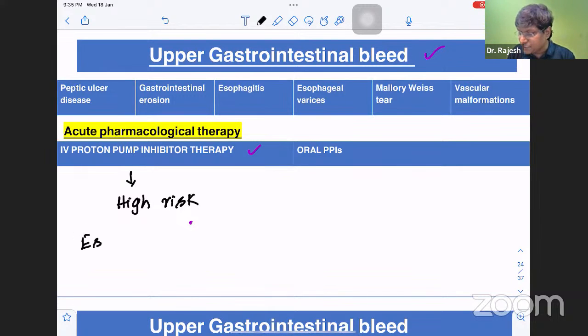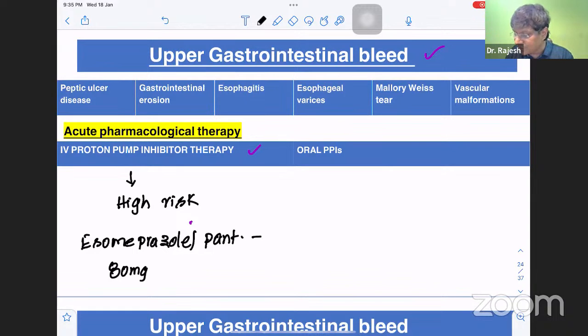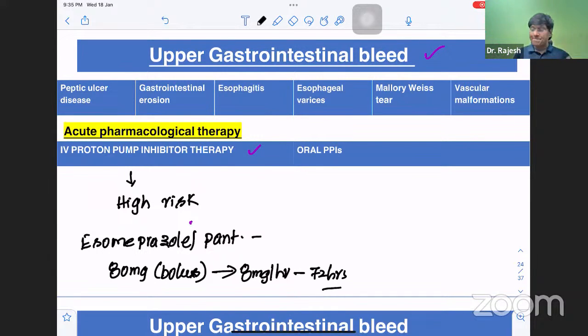For that intravenous proton pump inhibitor therapy, either you give esomeprazole or you give pantoprazole. Okay, how much should you give? You should give an 80 milligram bolus, followed by an infusion. How much should the infusion be? 8 milligrams per hour. For how long? You have to give this for nearly 72 hours. That is for high risk patients, you have to give IV.